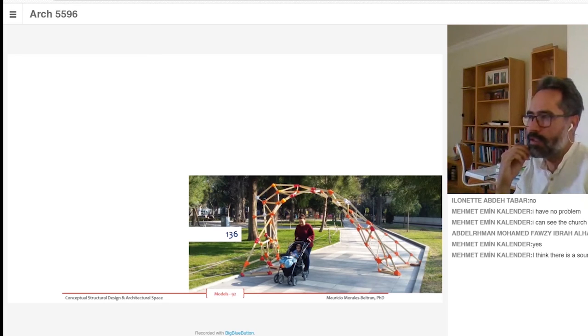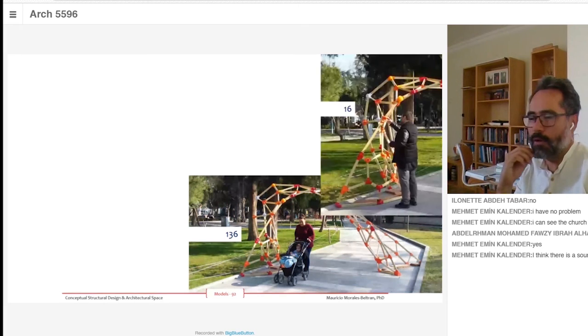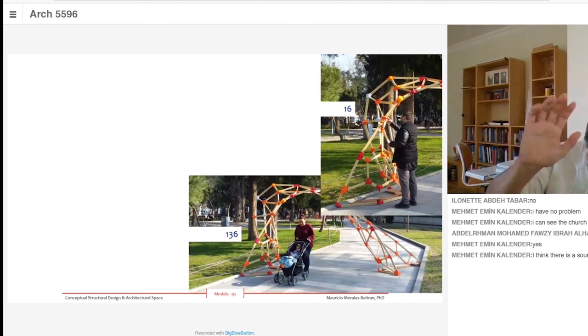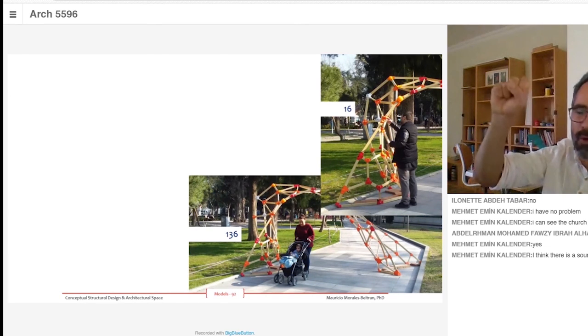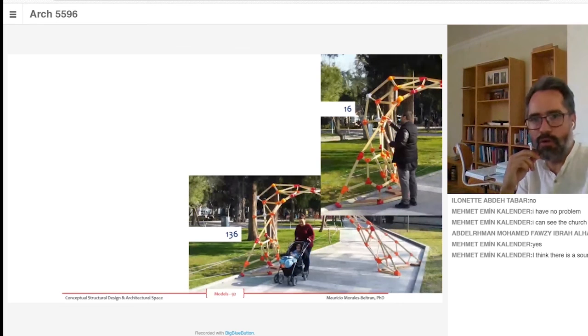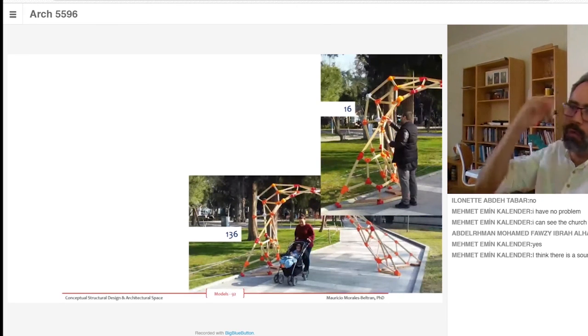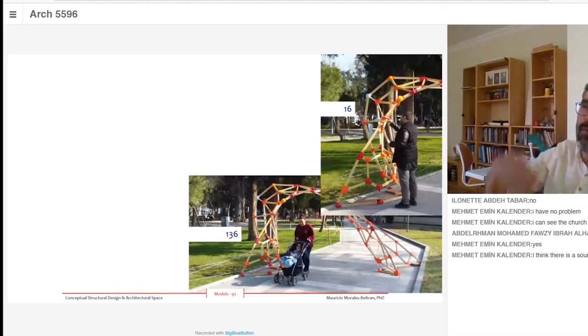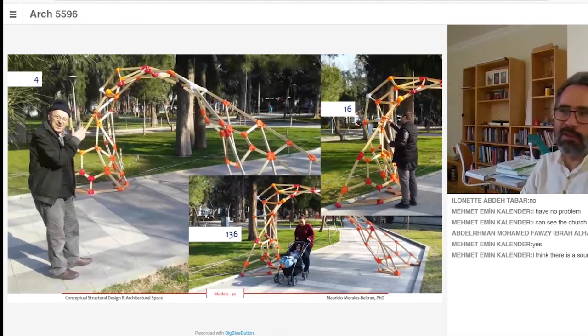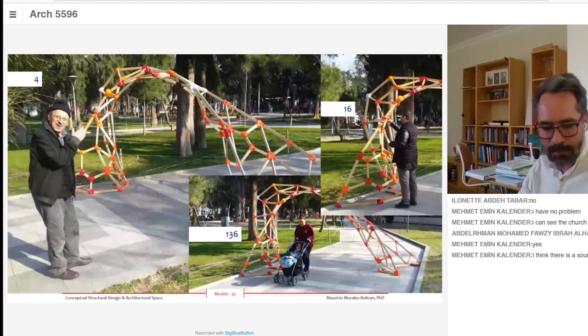There we counted 16 people who felt curious about the structure, and they came and touched it or tried to hang or do something. They were curious, and while we were installing, there were about 4 people that directly came to ask what is this or what are you doing. So with this I'm going to finish.